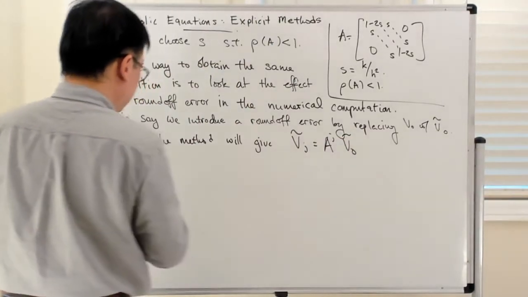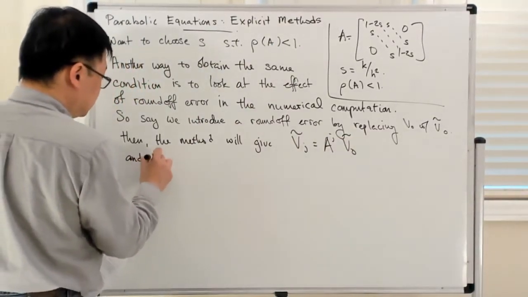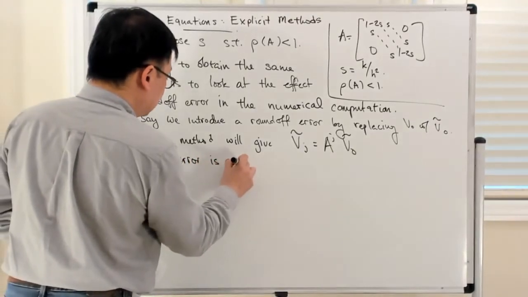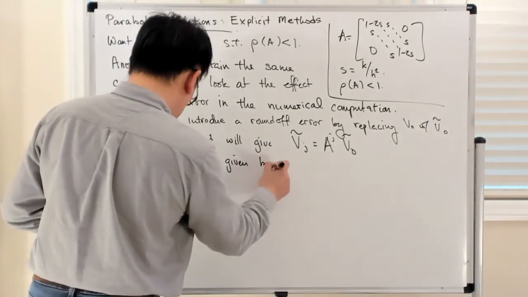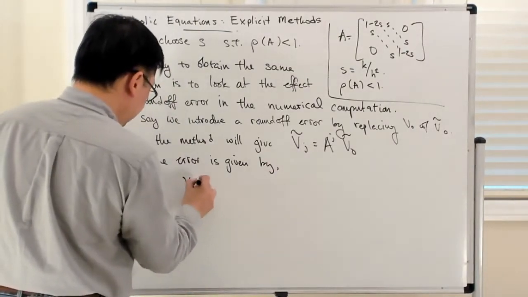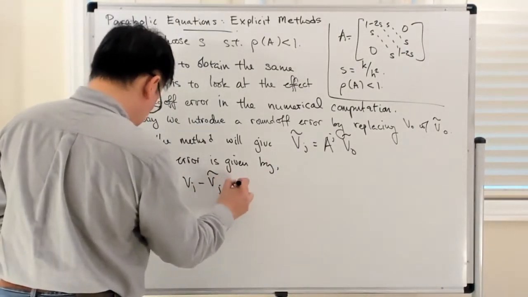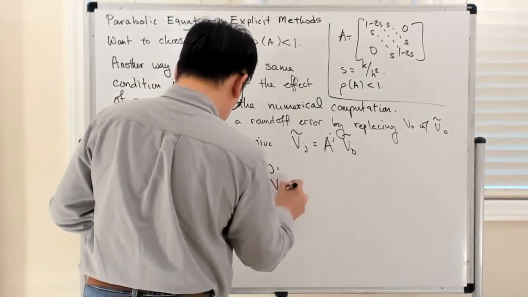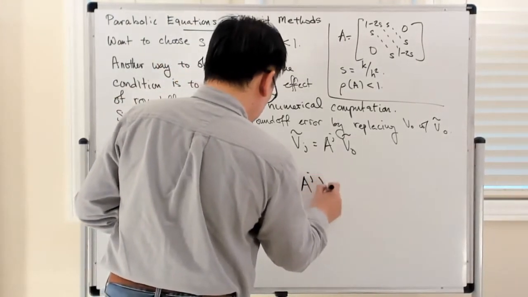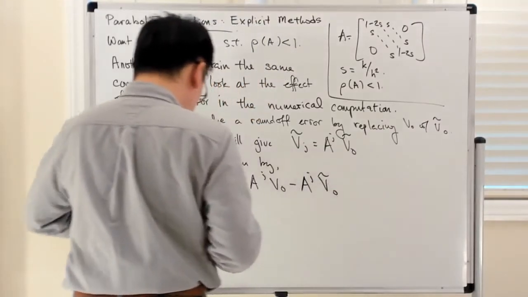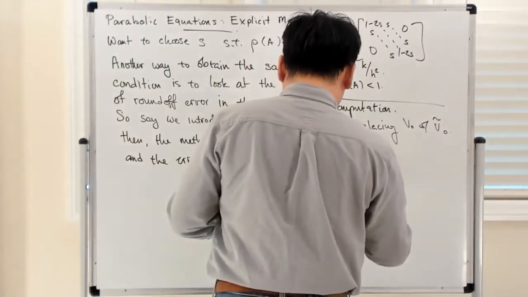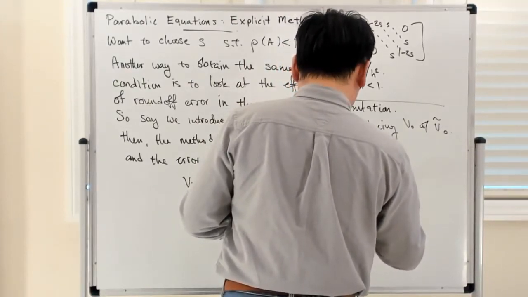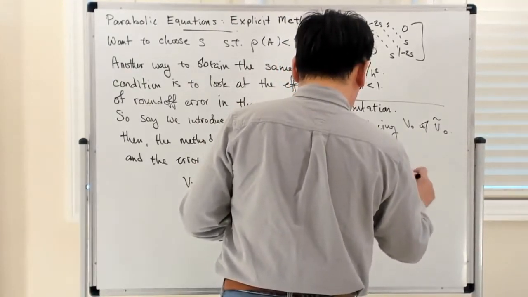Okay, and the error is given by vj minus vj tilde, which is A to the j v0 minus A to the j v0 tilde, which is A to the j times v0 minus v0 tilde.